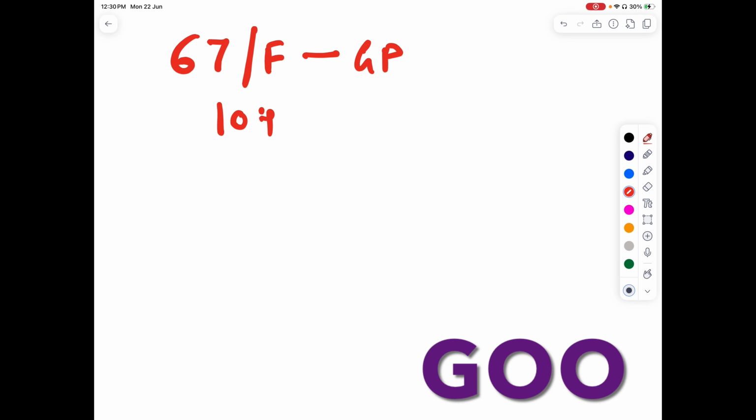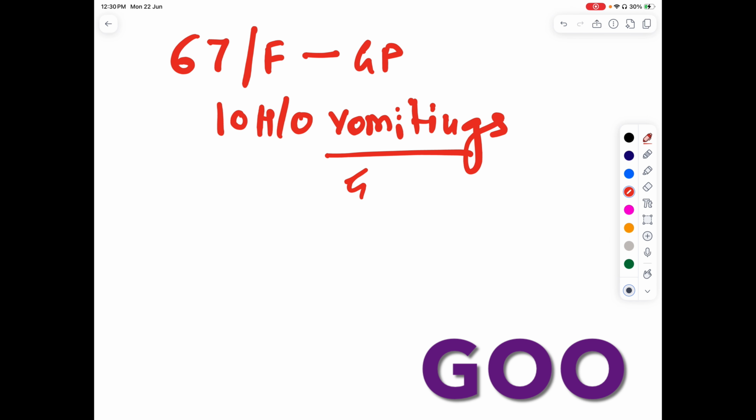This is about a 67-year-old female who presents to the GP with a 10-day history of vomiting. The person is having vomiting, and the content is gastric content, specifically gastric content.